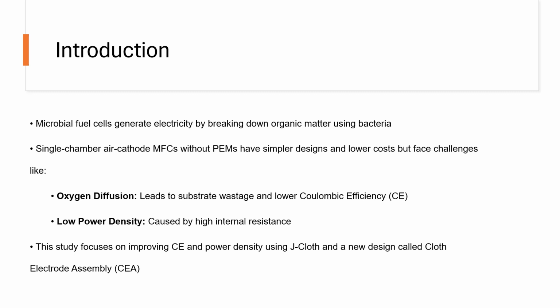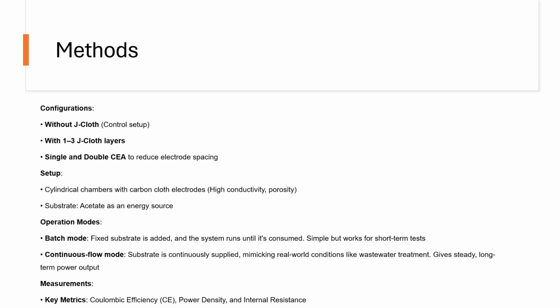This study focuses on improving Coulombic efficiency and power density using J-cloth and a new design called cloth electrode assembly. Methods. Configurations used: without J-cloth, the control setup; with 1 to 3 J-cloth layers; single and double cloth electrode assembly to reduce electrode spacing.